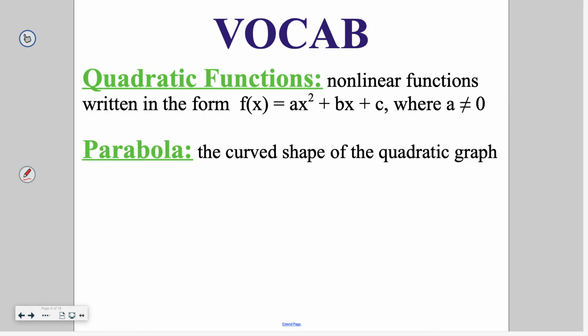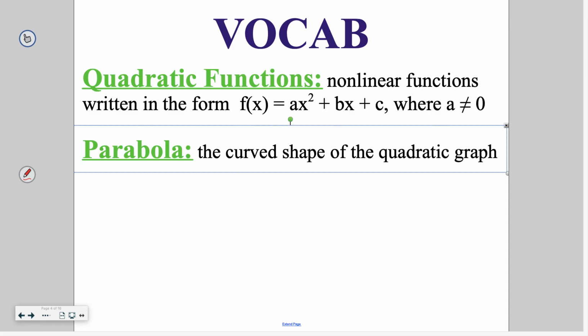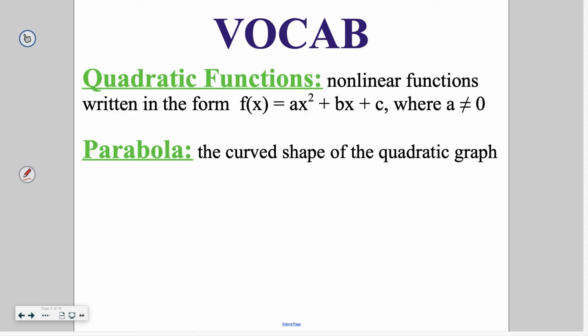So a quadratic function is a nonlinear function, so some sort of a curve, that is written in the form f of x equals ax squared plus bx plus c, where the a can't equal 0. The reason a can't equal 0 is if I do 0 times x squared, that's going to turn into 0, which would mean the x squared would cancel out, which would leave us with just a regular linear equation. So that a has to be some sort of a number.